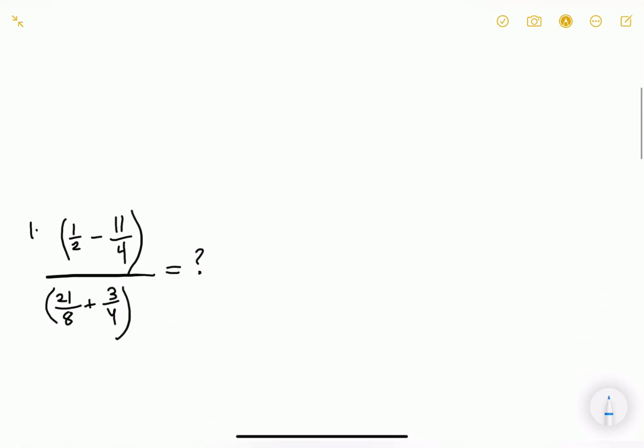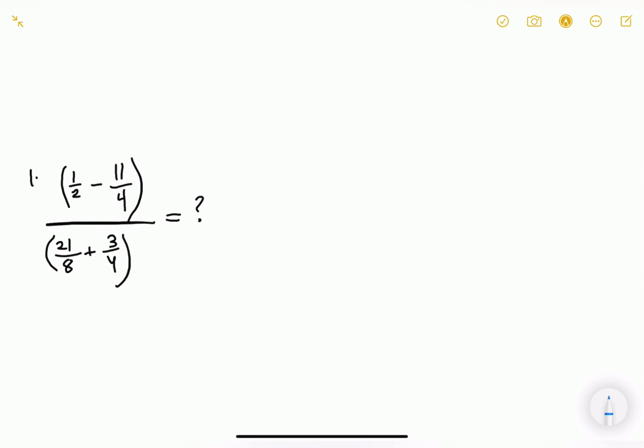So let's get started. Number one, this is division, we're dividing. So we can simply just rewrite this for our own pleasure: 21 over 8 plus 3 over 4. Okay, so this is the same thing. What can we do? First we have to get these terms alike. We have to get the denominators alike. So what we can do is multiply by 2.